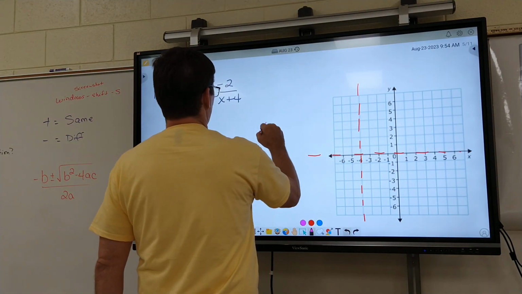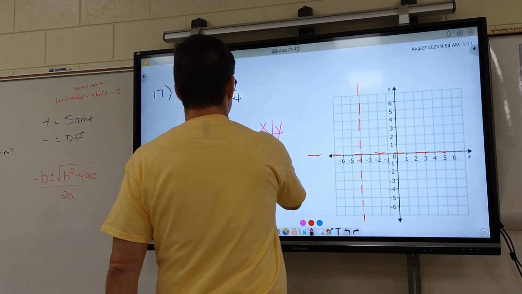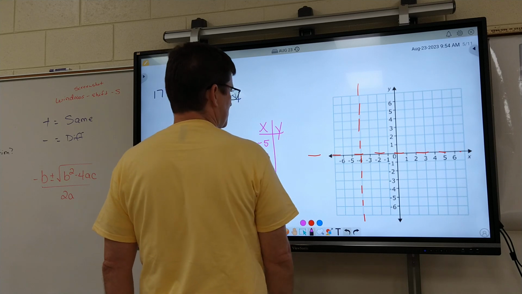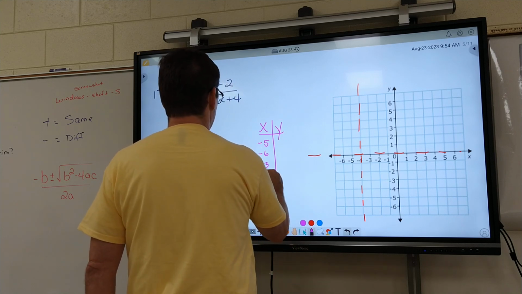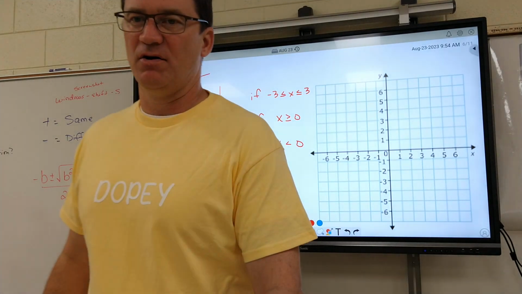And our last step, plug in your 4 points. 2 on the left is negative 5, negative 6. 2 on the right is negative 3, negative 2. And y'all can do the rest by yourself. Y'all finish that and I'll help you on 18.